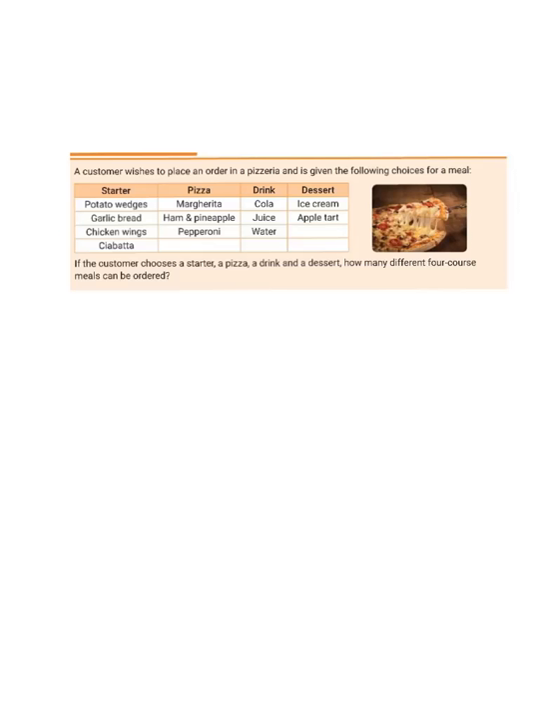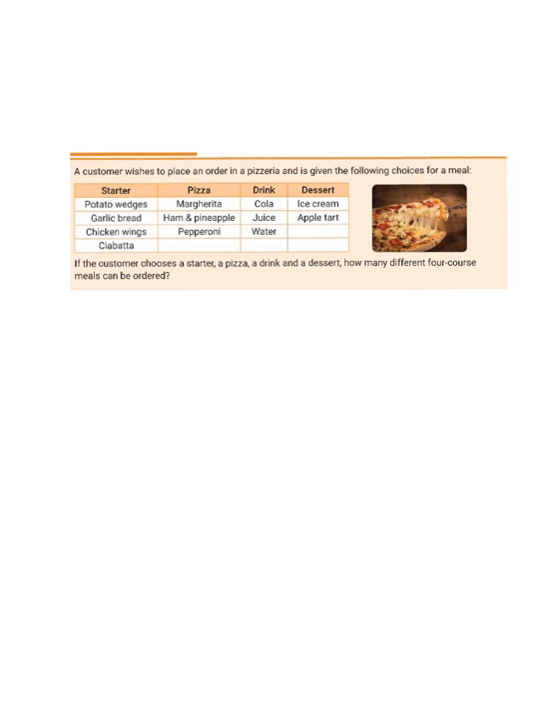So moving on then to the next one, it says a customer wishes to place an order in a pizzeria and is given the following choice for a meal. So all your starters then, you could have potato wedges, garlic chicken, bread and ciabatta. Pizza then, there's all the different types of pizzas you can have. You have 3 options for your drink and you have 2 options for your dessert. So if a customer chooses a starter, a pizza, a drink and a dessert, how many different ways can the 4 course be ordered? So then this is using the fundamental principle of counting. So you have to see the outcome for each one and then we multiply them.